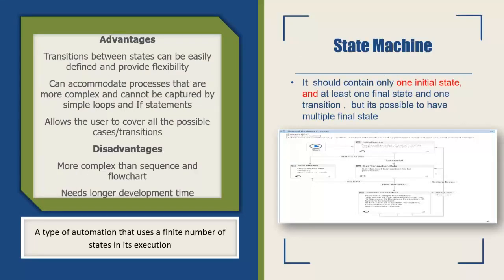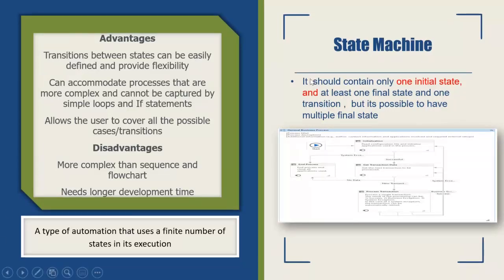So what are the advantages? Transitions between states can be easily defined and provide flexibility. It can accommodate processes that are more complex and cannot be captured by simple loops and if statements. It allows the user to cover all the possible cases or transitions. Okay. And what is the disadvantage? It is more complex than the sequence and the flowchart, and it needs longer development time.